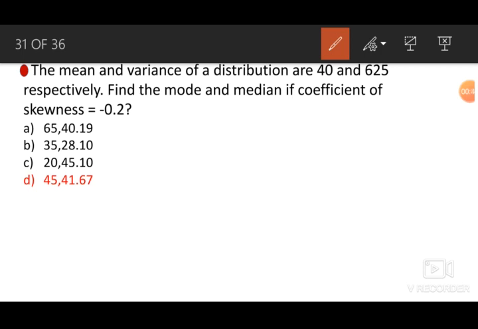So here the value of mode equals 45, then the value of median equals 41.67. Option D is the correct answer.